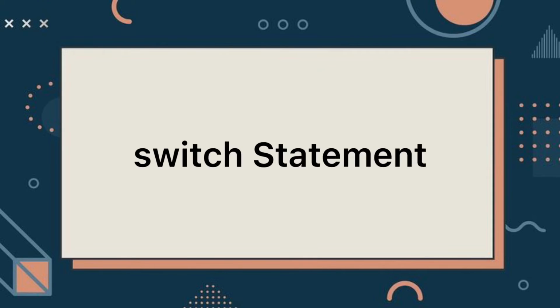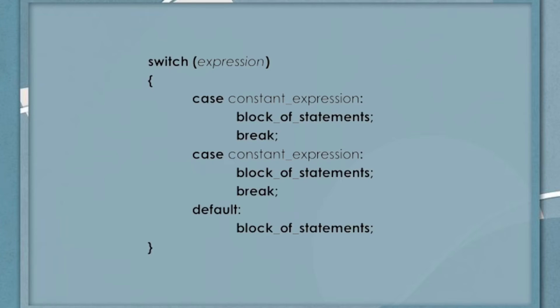Switch statement. The switch statement is another selection control statement used in C++. It is used to select one of the blocks of statements to be executed based on the value of the expression when tested in each case. Switch is the keyword for the switch statement, and expression is the one that is evaluated and compared with the values of each case.